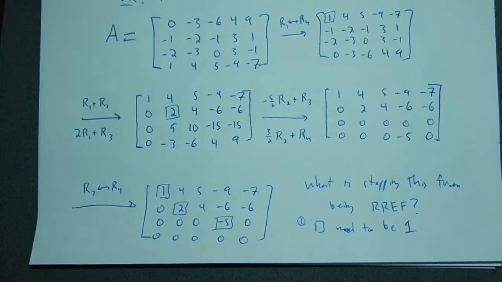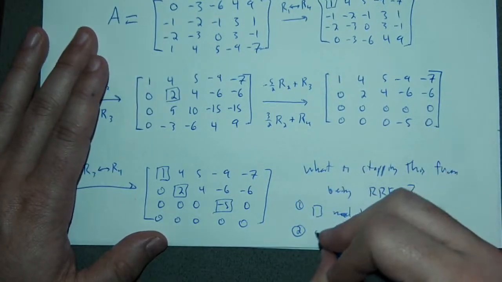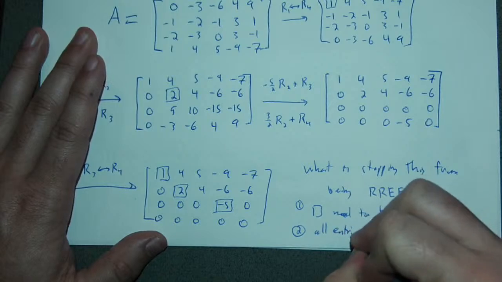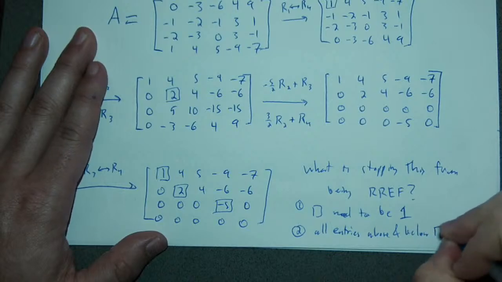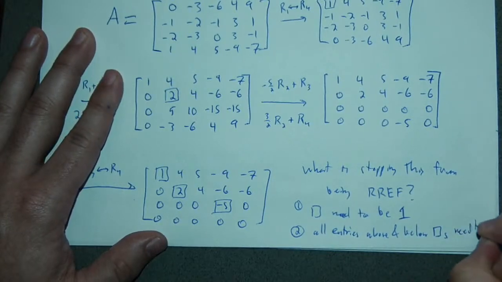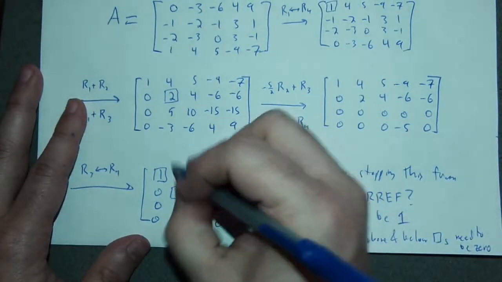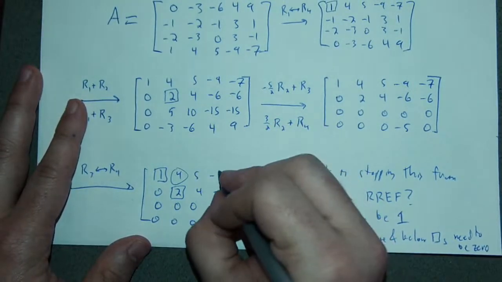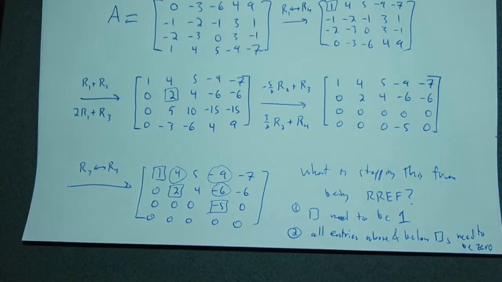Now, making those 1, that's not a big deal at all. It's not too bad. And then the second thing is that all entries above and below the squares need to be 0. Which means that entry needs to be zeroed out, and these two entries need to be zeroed out. So I would need to do additional row operations to do that in order for this to be reduced row echelon form.